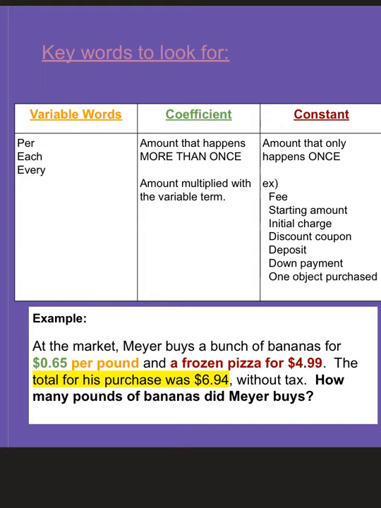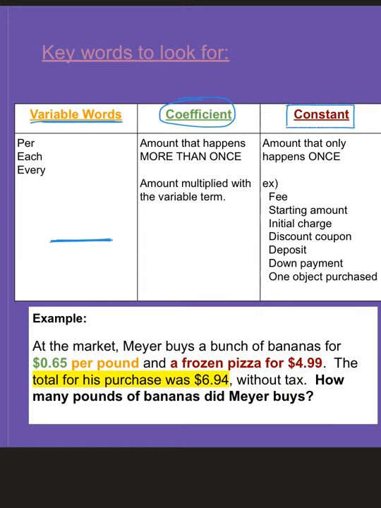When I see variable words, I'm going to underline those. So underline, or maybe I'll just put it over here. When I underline, that's going to be my variable keywords. When I see the coefficient, I'm going to circle it. When I see the constant, I'm going to put a box around it.